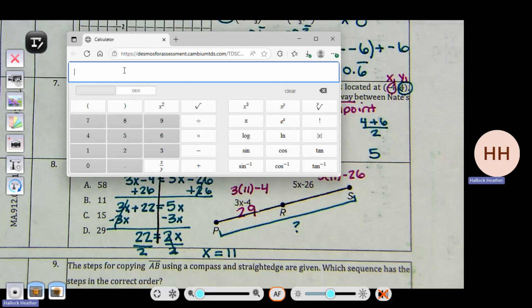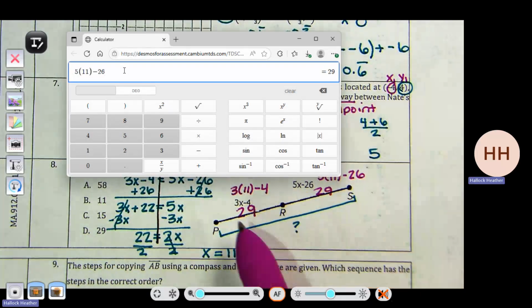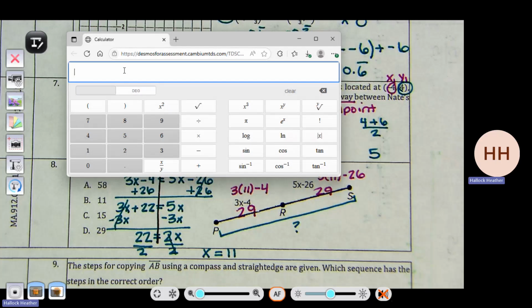Or you can think that they are the same length because it's a midpoint. So I'm going to get the same answer because it's in the middle and they're the same length. But if you're not sure, let's just plug it in. You still get 29. So if this is 29 and this is 29, I'm going to take 29 and add it twice because there are two 29s. So that makes 58 as my total.